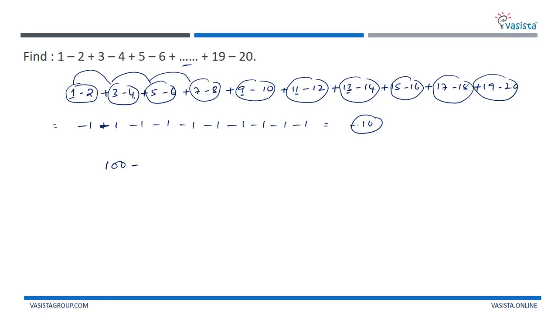Now the negatives: minus 2, minus 4, minus 6, minus 12, minus 20, minus 30, minus 42, minus 56, minus 72, minus 90, and minus 110 in total. Right, now 100 minus 110 is nothing but minus 10. This is the answer. This way also you can do it.